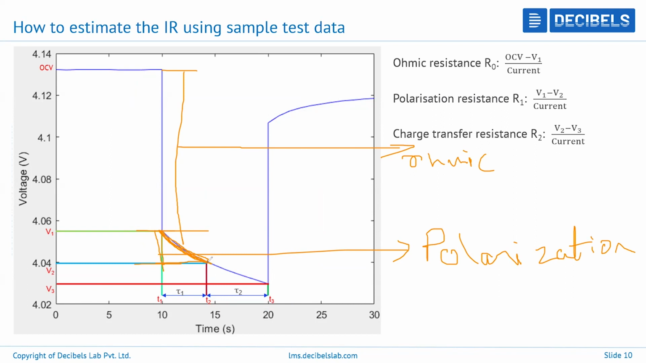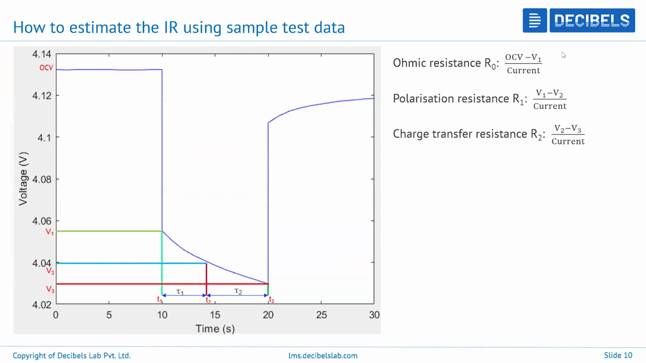Then we come to the last portion, that is this part. And this contributes to what is called diffusion. Or in other terms, you can see it is called charge transfer resistance. So this is how the entire resistance graph has been categorized and split. Okay, so we will now observe that using the example.